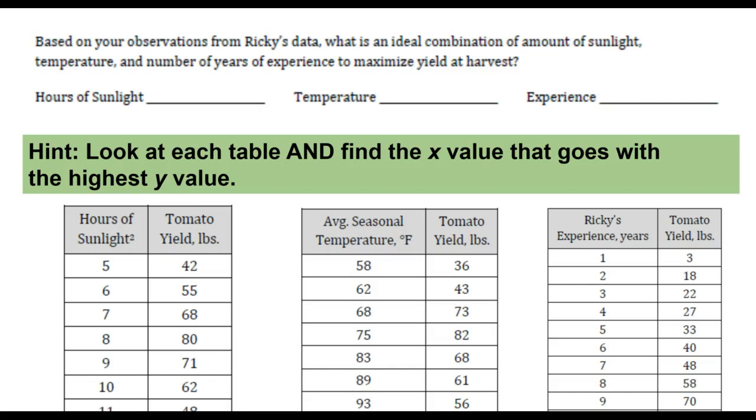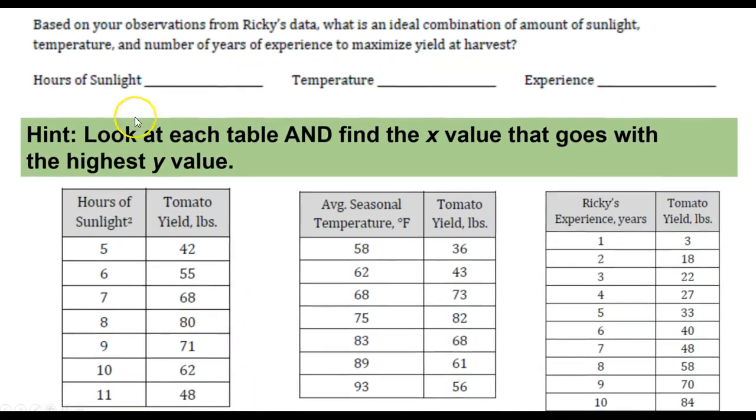And then last but not least, we're going to look at each of the table of values. So on here you'll notice that I kind of copied down the table of values so that way we can see, based on your observation of the data, what is the ideal combination of the amount of sunlight, temperature, and number of years to maximize the yield in harvest. So my hint to you is look at each table and find the X value that goes with the highest Y value. So looking here, let's go ahead and look at this column of numbers, and that column of numbers, and that column of numbers, and go ahead and circle what you think is the highest number in each one.